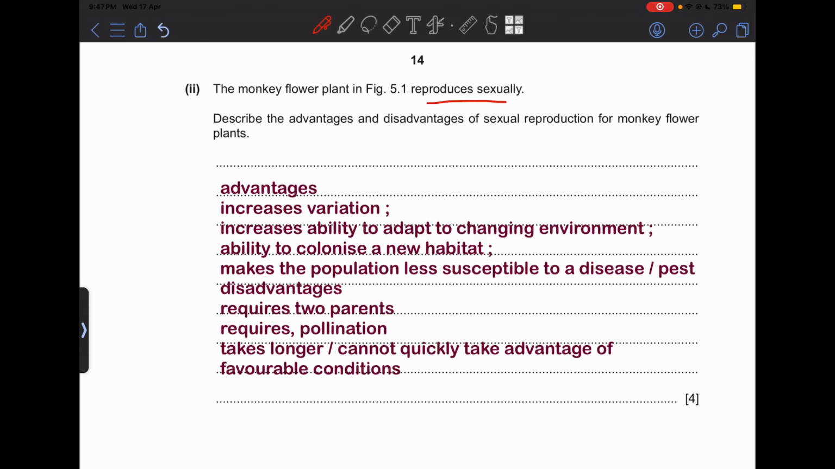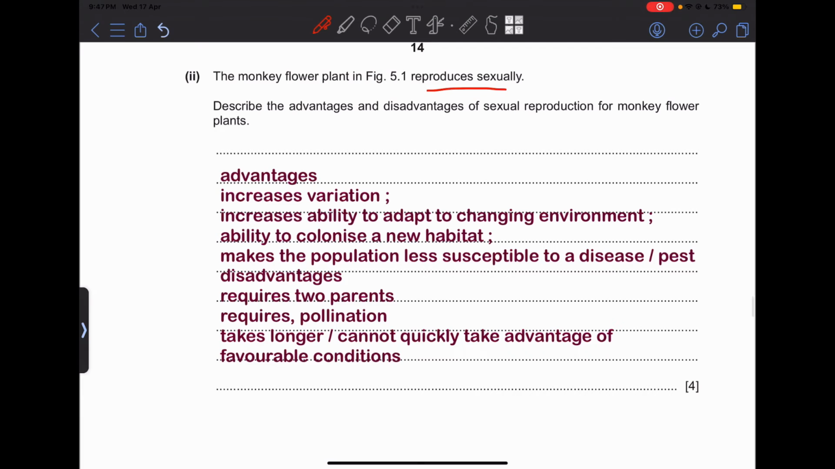It makes the population less susceptible to a disease or a pest. This is because they are different. Each one of them is different, so that if there is one type of plant that is affected, then not all of them will be affected. Only some of the plants will die, not all of them, because they have different genetic makeup.